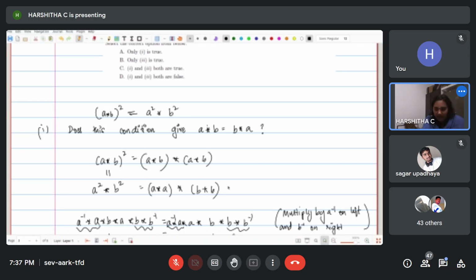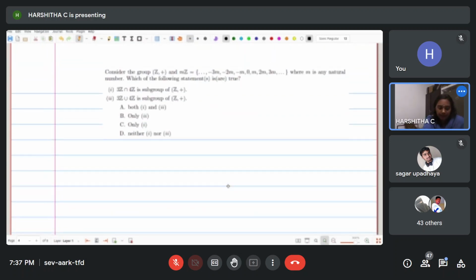Okay, we'll go ahead. So consider the group of integers under addition, and you have mZ, which is all multiples of m, right? So you have 0, m, 2m, 3m, minus m, minus 2m, and so on, where m is any natural number. There are two parts to this question, and you want to check which of them is true. We have 3Z intersection 4Z. Is it a subgroup of Z plus? And you have 3Z union 4Z. Is it a subgroup of Z plus?